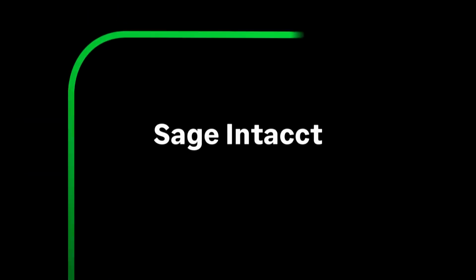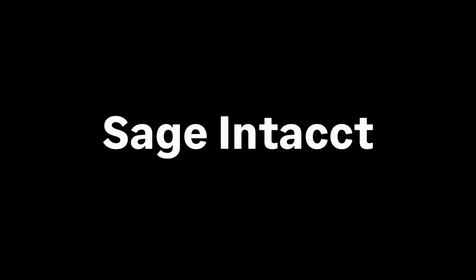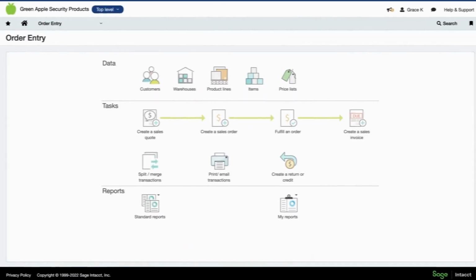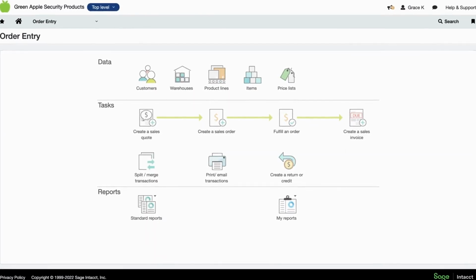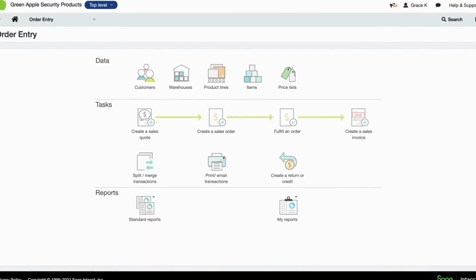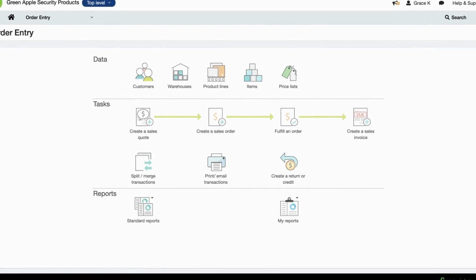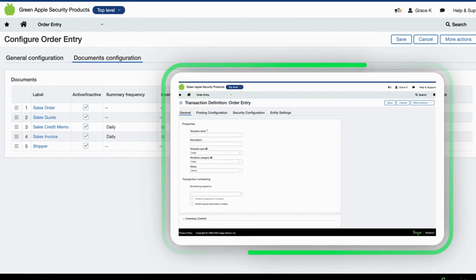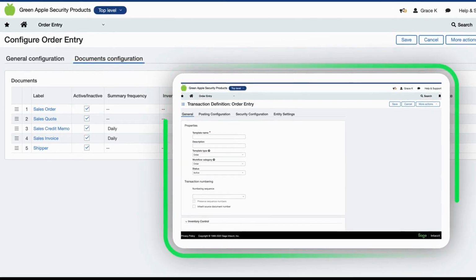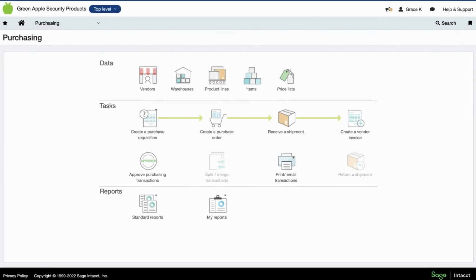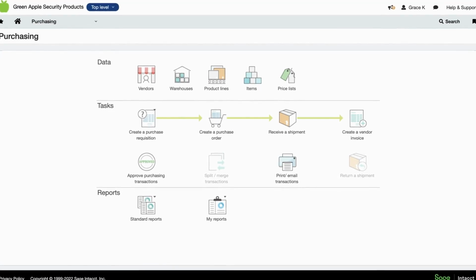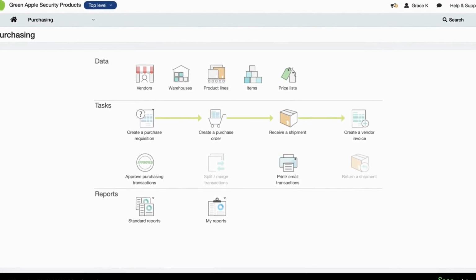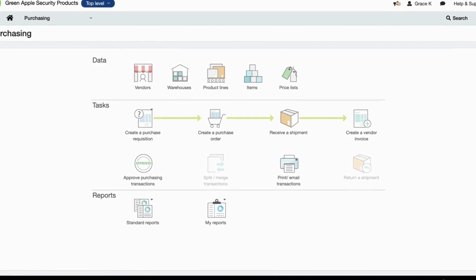Core accounting changed when Grace moved her company financials to Sage Intacct. Orders now start in Sage Intacct order entry, where they move through a workflow from quote to sales order to sales invoice and into accounts receivable. She uses a predefined configurable workflow and even creates multiple workflows to match her business processes and accounting needs. Similarly, configurable purchasing workflows move from requisition to purchase order to vendor invoice and into accounts payable.